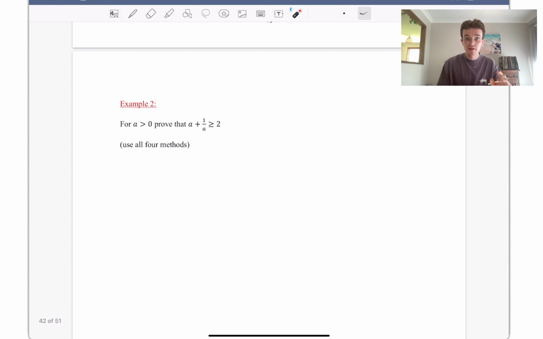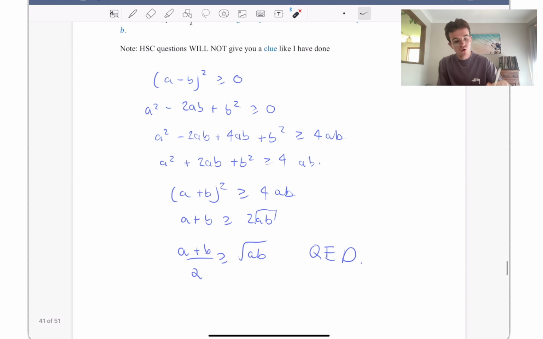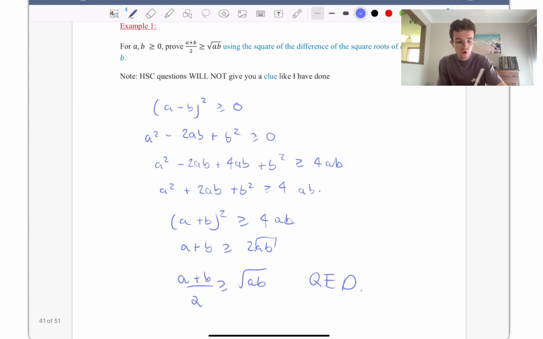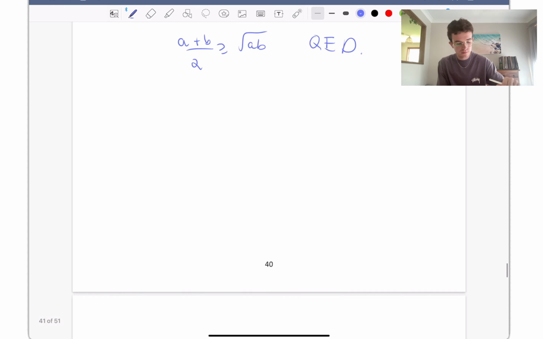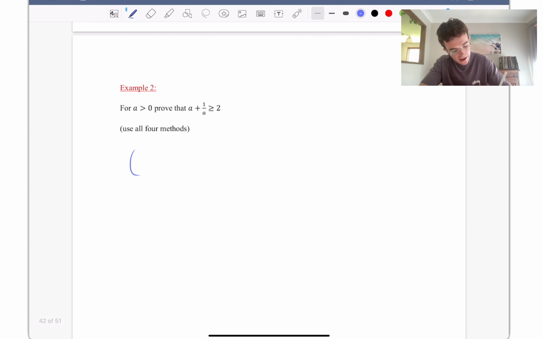Now, the axiom method told us that we have to take the square root of these things. In fact, this one up here, you could have done it like that. You could have started with root a minus root b squared is greater than or equal to 0, and you would have eventually gotten to the same answer. So let's start with the axiom.